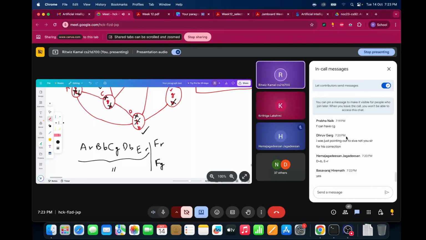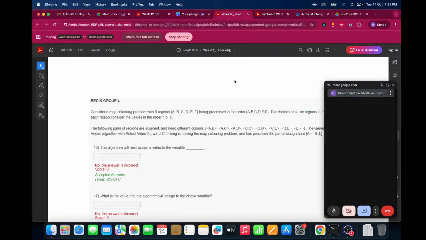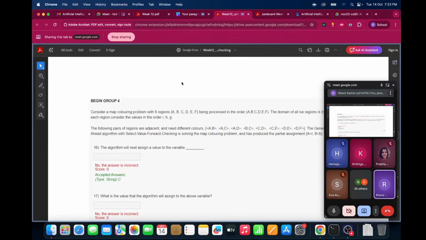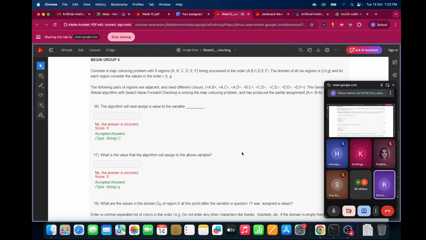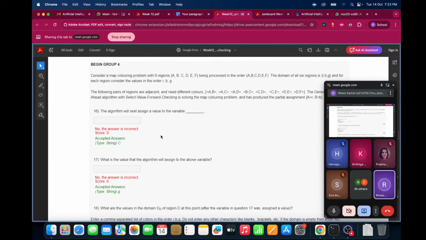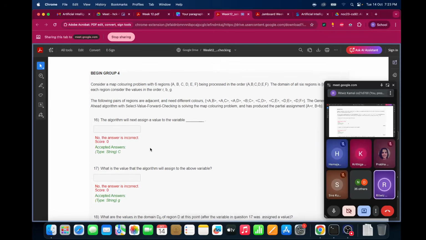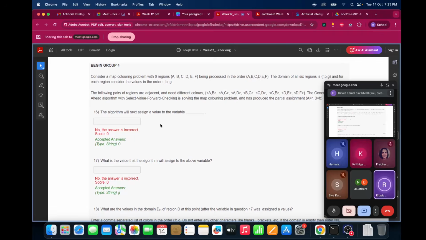So this is what we just did. This is nothing but the select value forward checking method that we discussed. You might have come across this. This, by the way, is from a previous assignment. So don't think this is from your current assignment. I hope this is not from your current assignment.